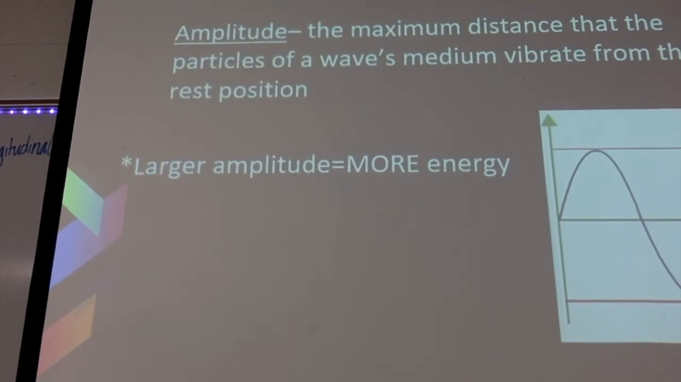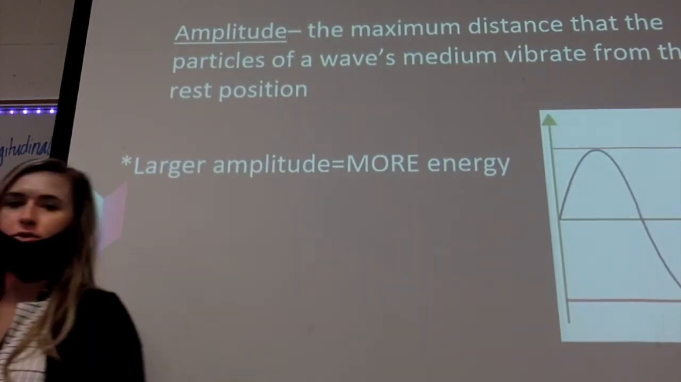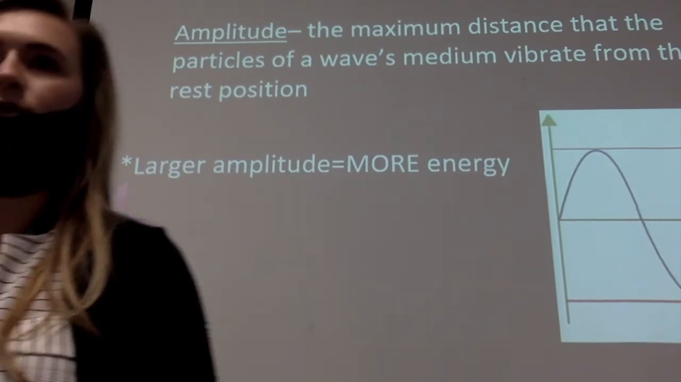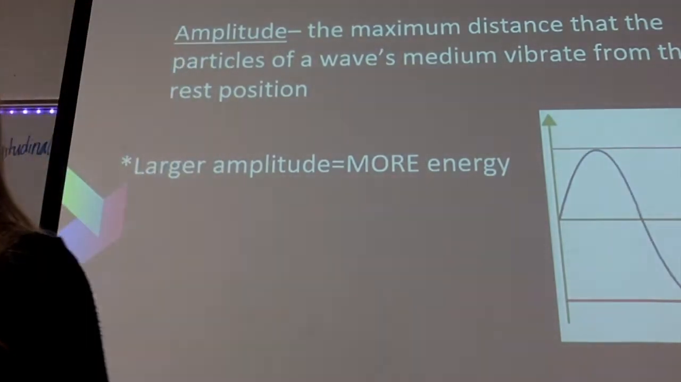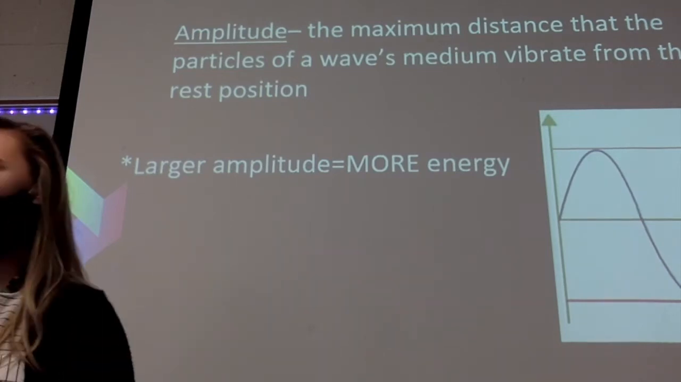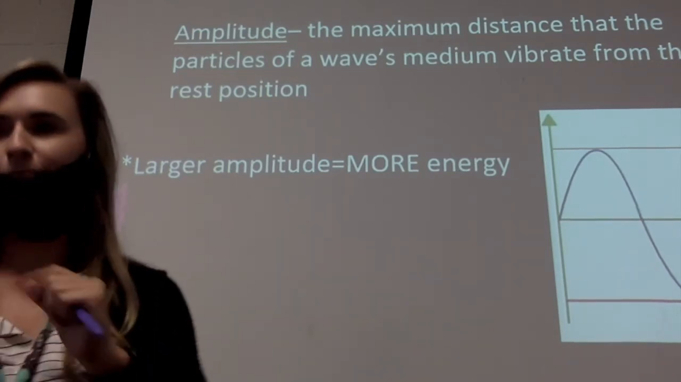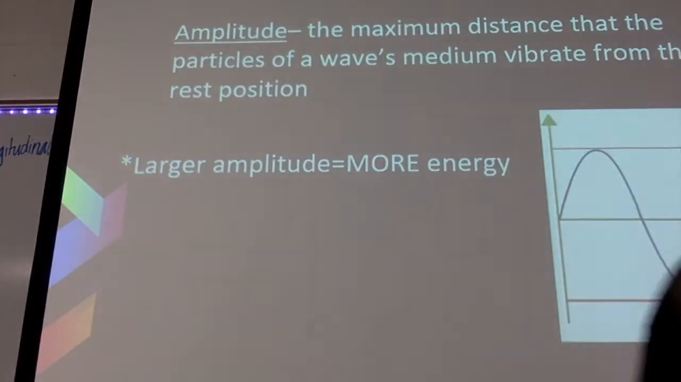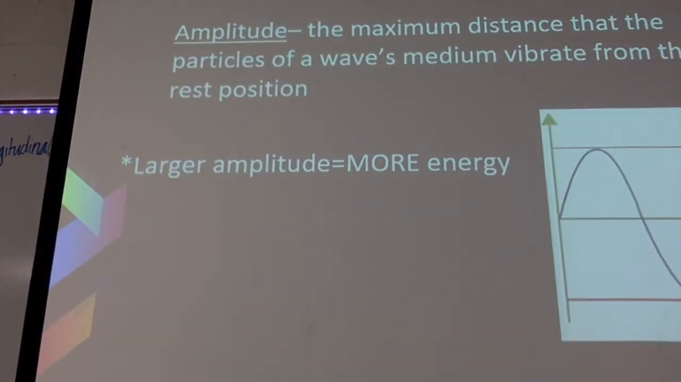So what this is called is amplitude. This is called amplitude. So you're going to write a definition for it just like you did for wavelength. The amplitude is the maximum distance that the particles of a wave's medium vibrate from their rest position. Who knows exactly what that means right now? You do not have to know what that means at this moment. When I explain it to you, it's going to help.